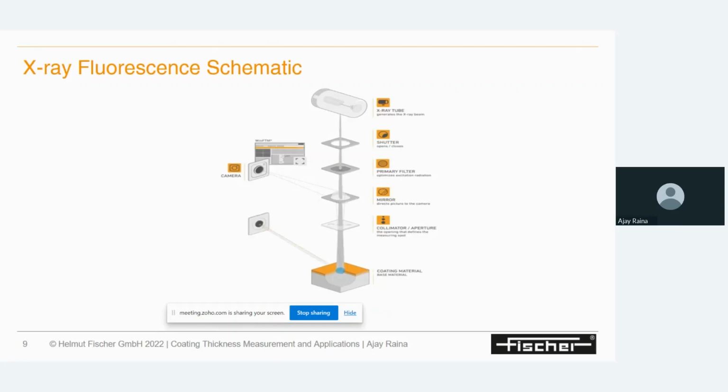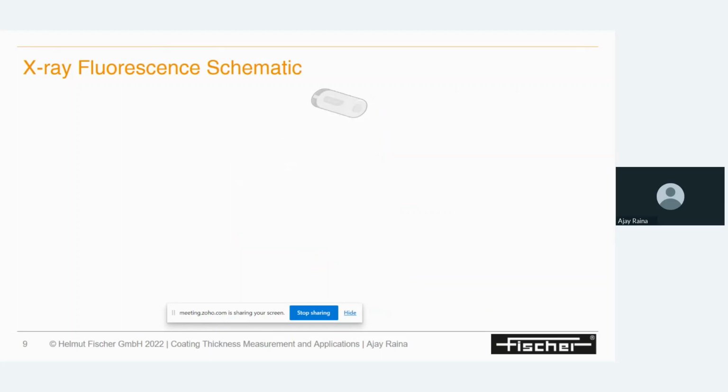The third part is the primary filters. The primary filters are used depending on your applications. Normally, they absorb the undesired radiations coming from the X-ray source, and give the sample exactly what is required to get more information from the sample itself. Then the fourth part is the mirror.